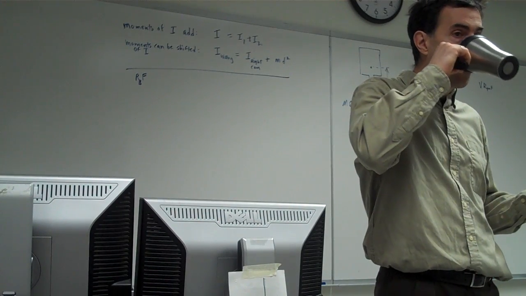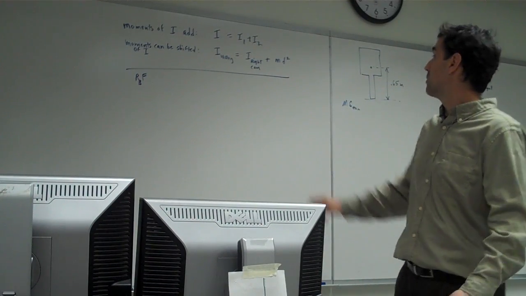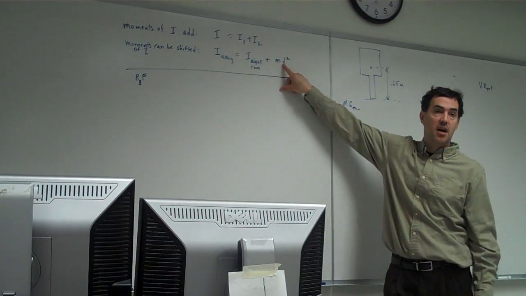Wait, so that's m times d squared, or it's md squared? It's m times d squared. So it's the mass times the distance squared.